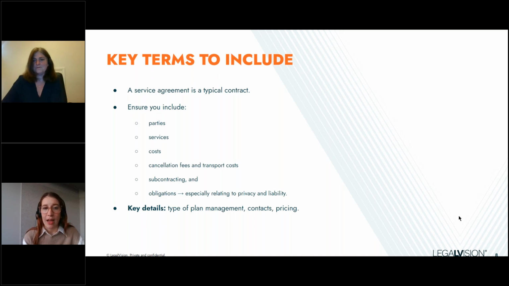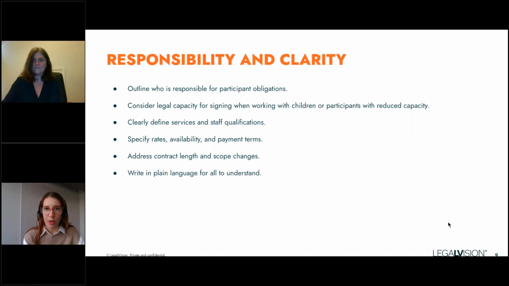Now, a service agreement also allows you to set out other key details, including the type of plan management that your participant has, a list of key contacts, such as support coordinators, authorised representatives, or parents and guardian details where necessary. It's also essential to outline who is responsible for the participant's obligations. If you provide services to children or to a participant with reduced capacity, you will need to consider who is legally able to sign a services agreement. Guardianship and custody orders may also be in place for children, so consider how you will process these requirements and ensure you have information about who will be signing the services agreement and whether they have the authority to do so.